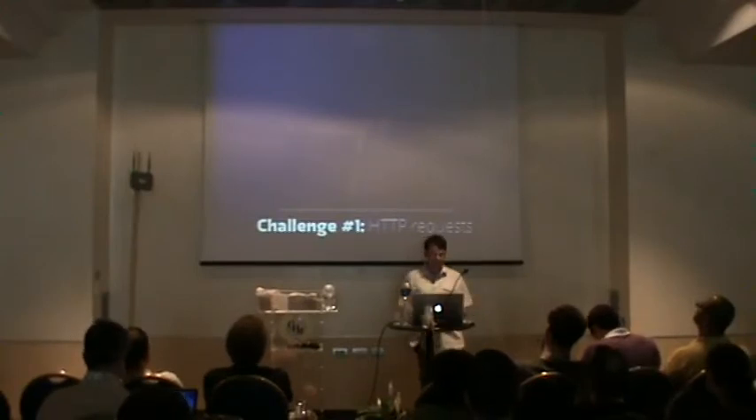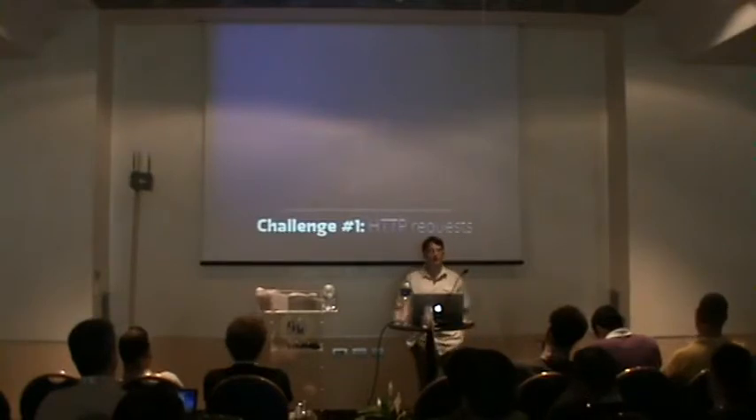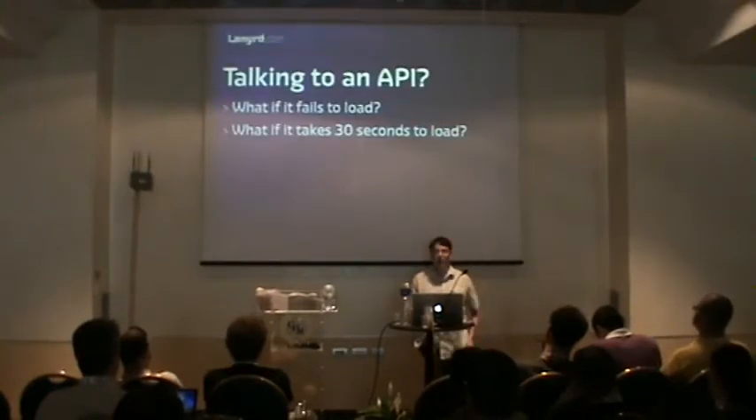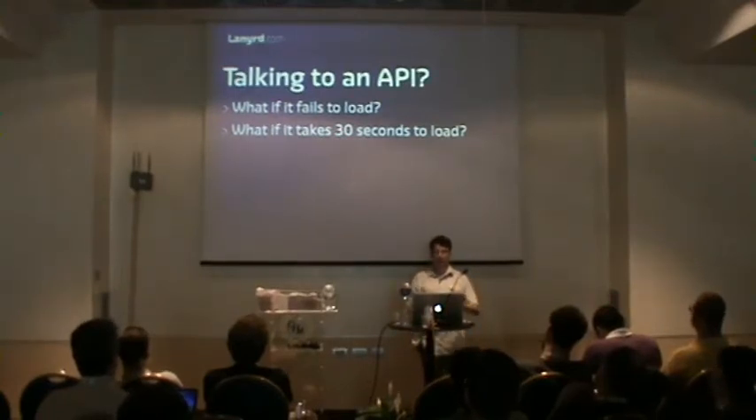These days, any sufficiently interesting application is probably going to be talking HTTP at some point. It's going to be making requests to web APIs. It'll be following up on user requests. There's a whole bunch of things going on. If you're talking to a web API, it's tempting to just use urllib.urlopen and off you go. But there are a bunch of things that you have to think about.